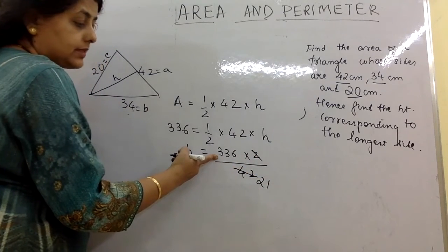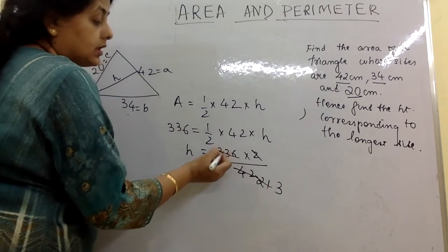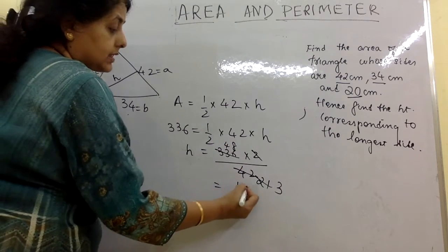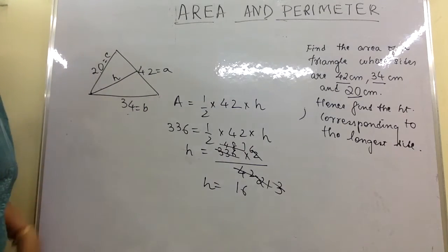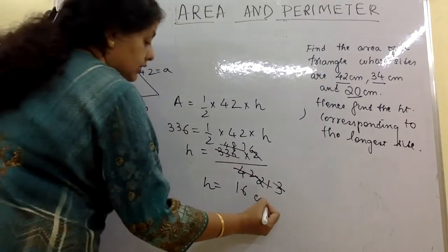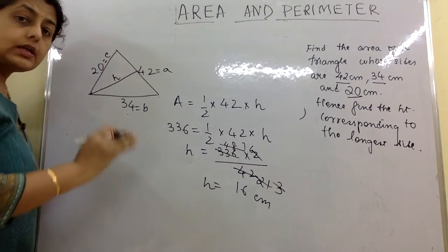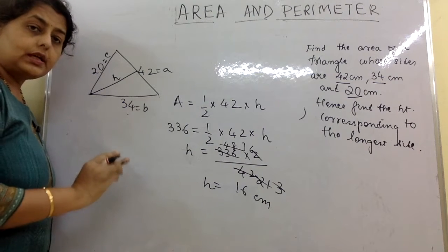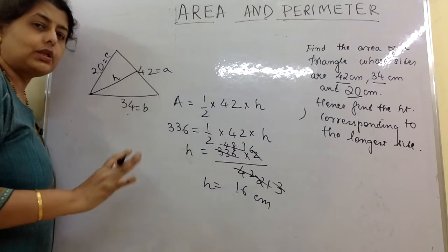Does this go by 7? Let me check. I think it is going by 7. 7 3s are 21, 7 4s are 28 and 7 8s are 56. That makes it a 16. So height is 16 centimeter. Height corresponding to the longest side is 16 centimeter. So this is the method. Very important sum. Please make a note of it. It does come in the exam. It comes for 3 marks, 4 marks in 9th standard, all the time.